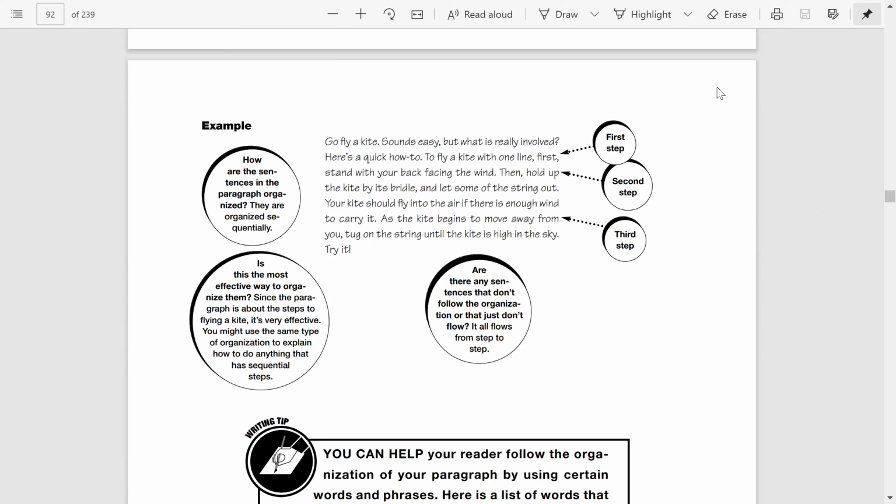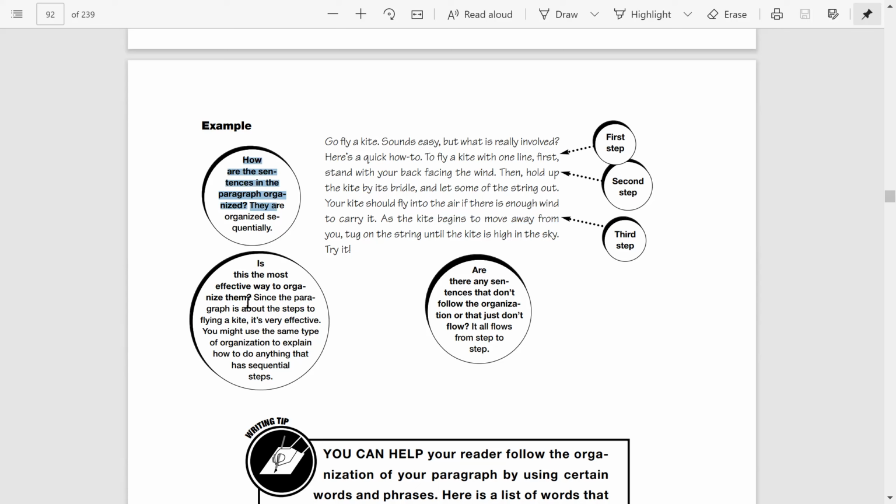Look at this. First sentence, first step, because you are going to tell the process of how to fly a kite. First of all, you are telling this, then you're telling this thing, and then you are telling this thing. So it does mean the sentences are organized sequentially. So you have answered the first question over here.